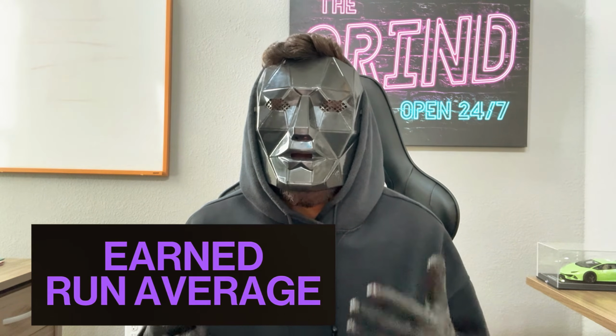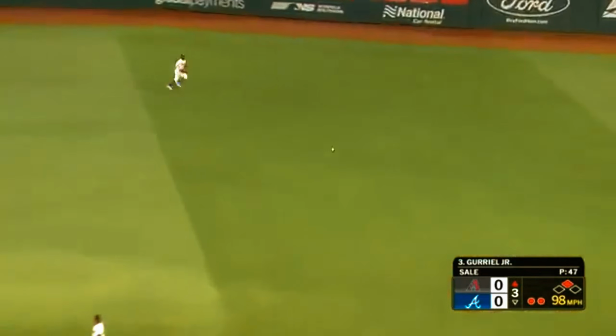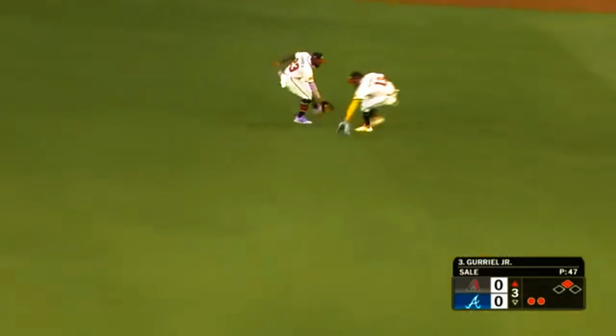The second thing that I'm looking at is their earned run average, also known as ERA. It's a statistical formula used to see how many runs on average a pitcher gives up. The higher the number, the more runs they're giving up. The lower the number, the better the pitcher is.